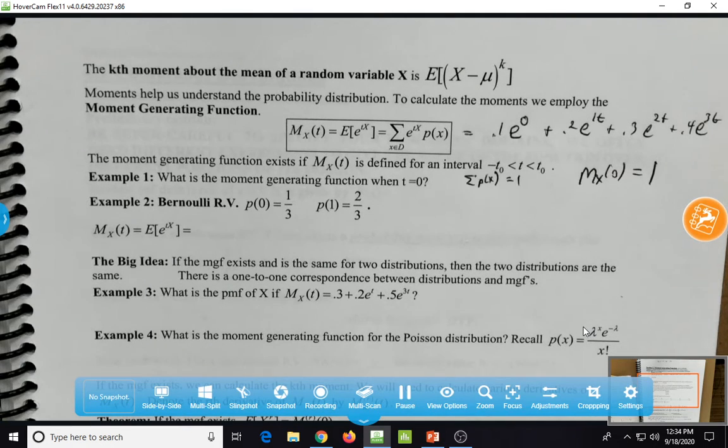And let's have you write out the moment generating function for a Bernoulli random variable where the probability of failure is 1/3 and success is 2/3. So go ahead and write that out. Even though the moment generating function is odd on the test, you do have to be able to write the expected value of a function. So see if you can go ahead and do that.